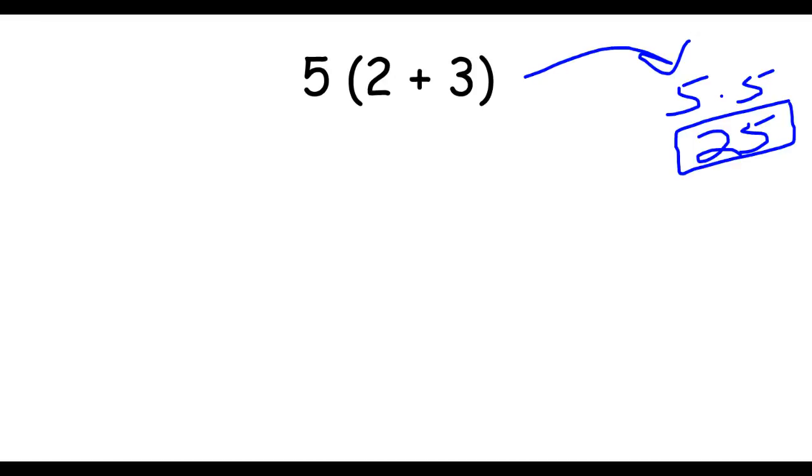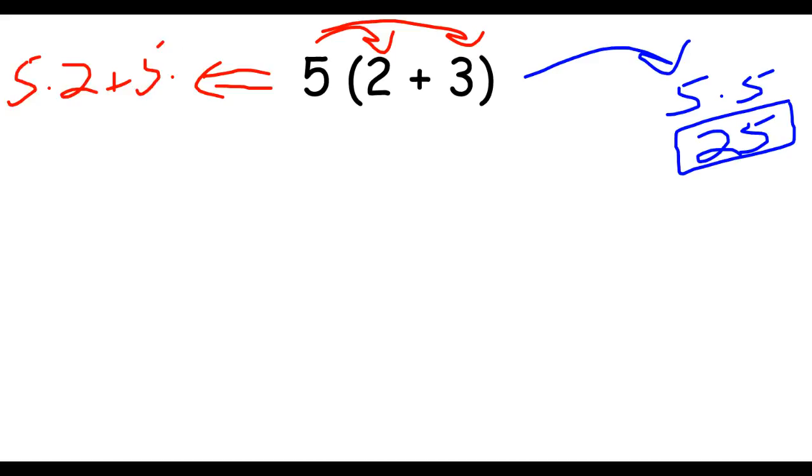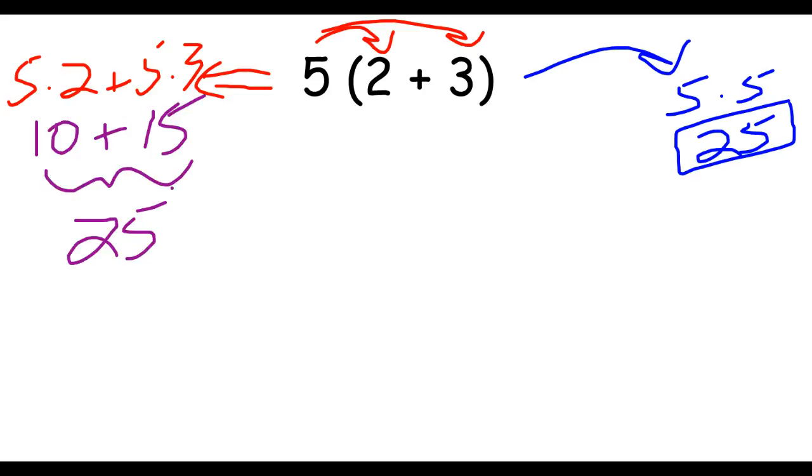So what this is saying is that this sum, 2 plus 3, is copied 5 times. So we can think about it as 5 times 2 and 5 times 3. And I'm going to draw this over here. So 5 times 2 plus 5 times 3. That's what the distributive property says. 5 times 2 is 10. 5 times 3 is 15. And we end up with the sum of 25, which is good because that means that the calculations we did were correct.